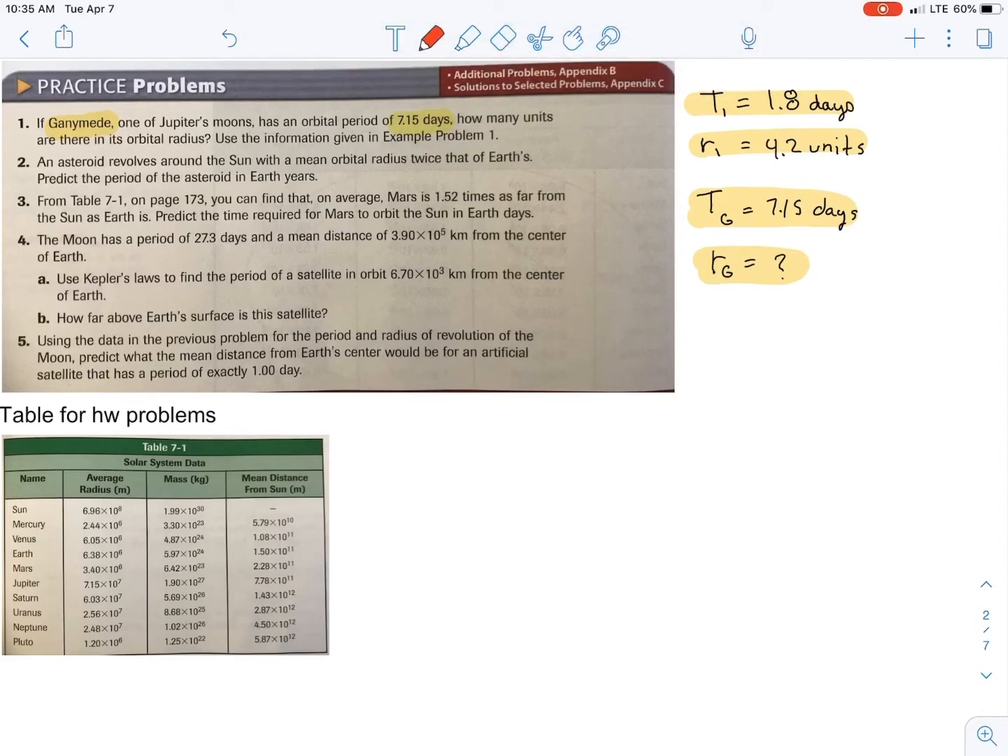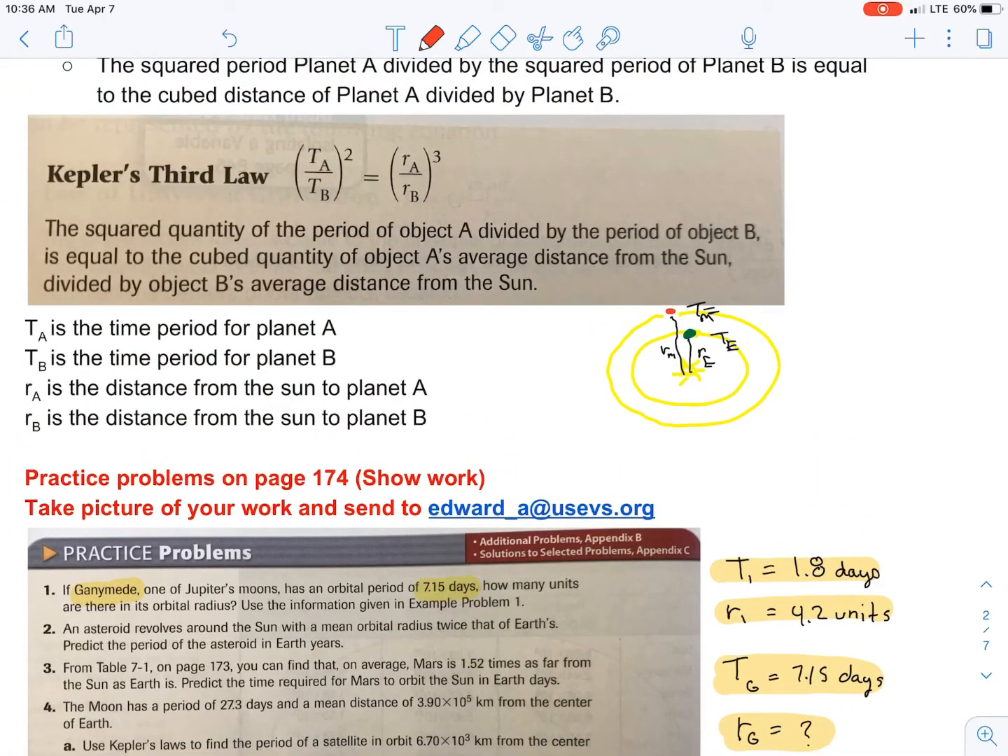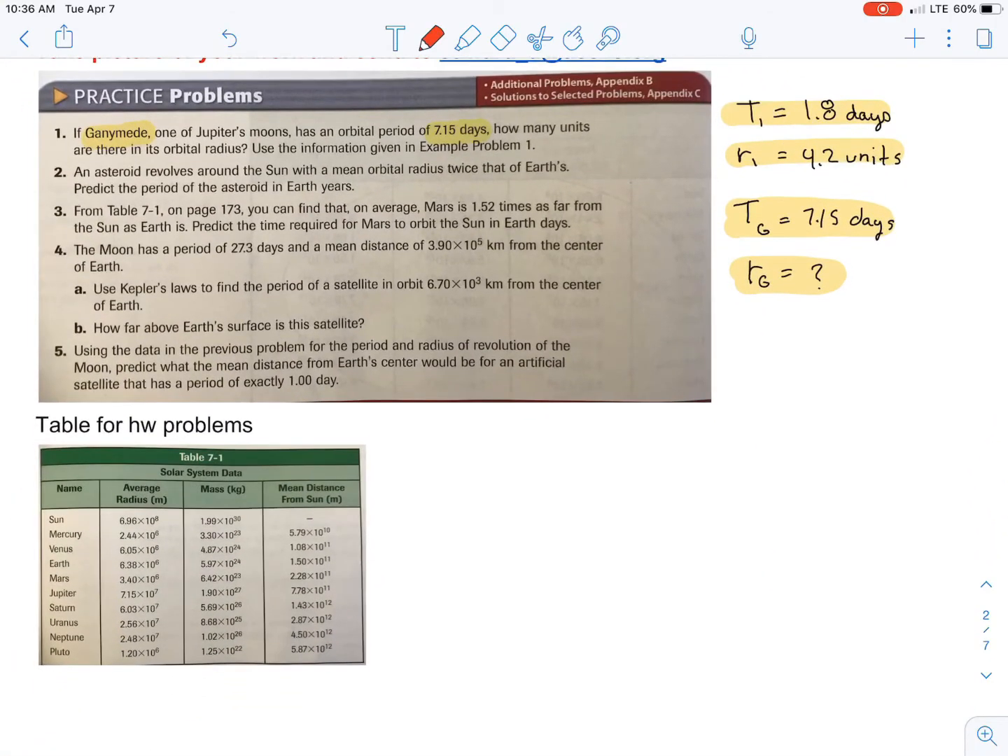Now what I want to do here is solve for RG. So I'm going to put RG on the top of my equation. Now if we look at our equations we had before, our equation is TA over TB squared equals RA over RB cubed. I'm going to start with what I'm trying to solve, RG, so I want that on top of my fraction. So RG cubed over RI cubed. I put the G on top because I'm solving for G. Now when I put in the periods, I want to make sure that I have them in the same orientation. So the period of G squared has to go on top, and the period of Io squared has to go on the bottom. See how I have that set up?